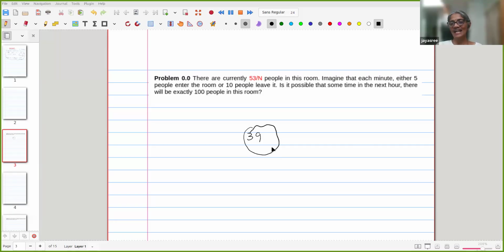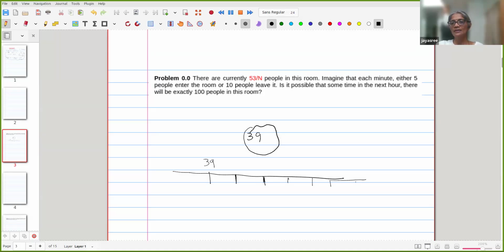Now suppose that when I started speaking, there are 39 people in this room. And let us imagine that every minute, either 5 people are thrown out or 10 people come back into it. Is it possible that at some point in the next hour, we are looking at it minute by minute? Right now there are 39 people. At the end of 1 minute, either 5 people will be thrown out or 10 people will come in. Another minute, either 5 people will go out or 10 people come in. These are the only two things that can happen, and we have this 1 hour slot with us.